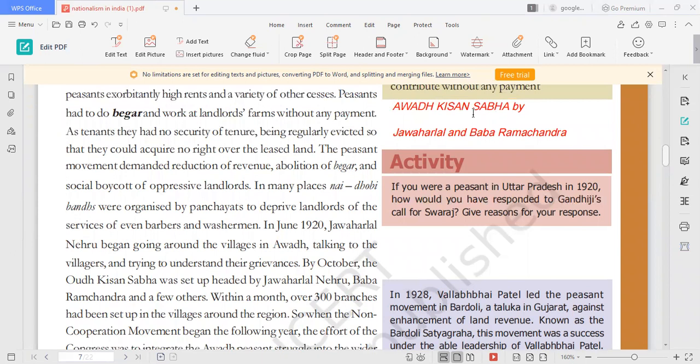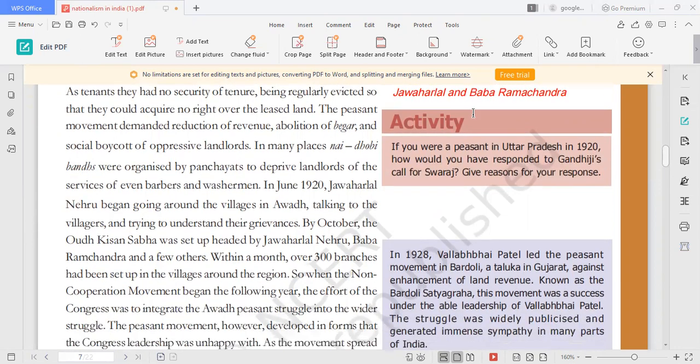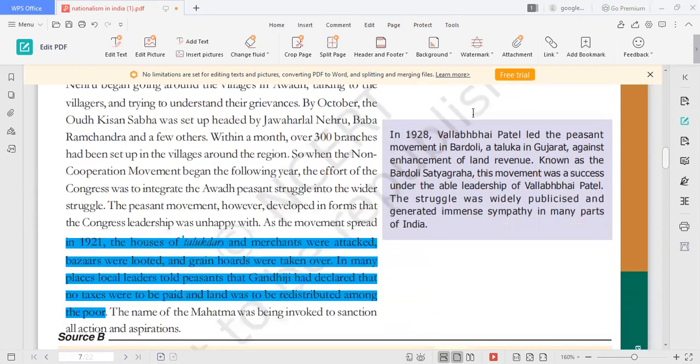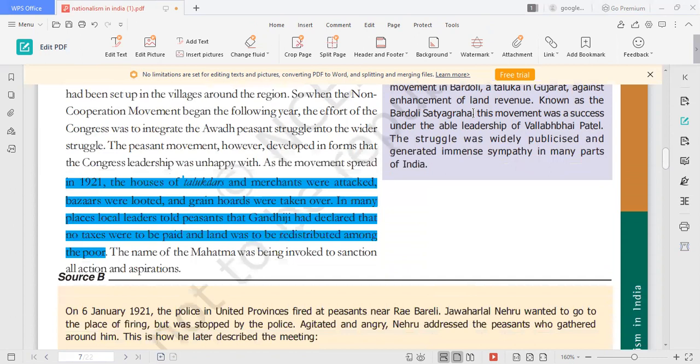Okay, so this was a movement that spread in the countryside. What happened at last? With the support of people, with the support of Congress, people felt emboldened. They started attacking the houses of talukdars and merchants. Bazaars were looted. Grain hoards were taken. Grain hoarding is storing grains without permission, without license. So grain hoards were taken in the expectation of high prices.